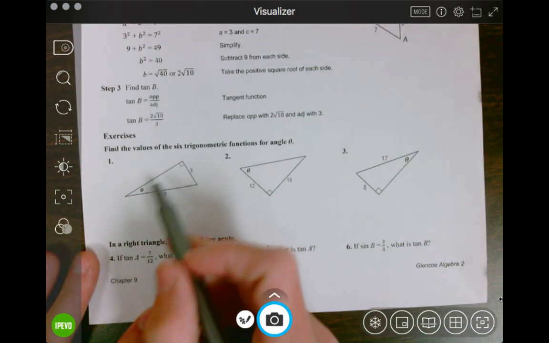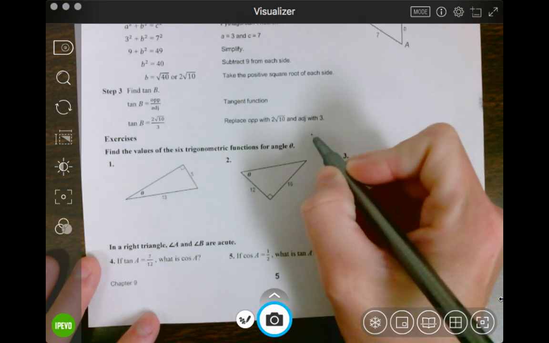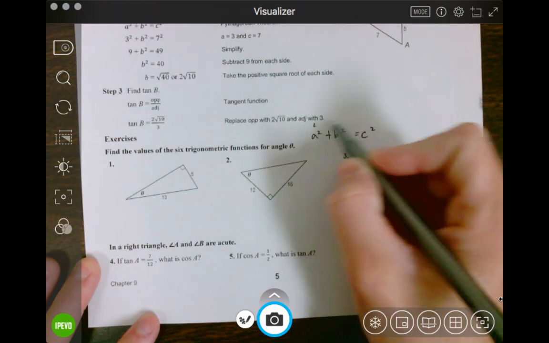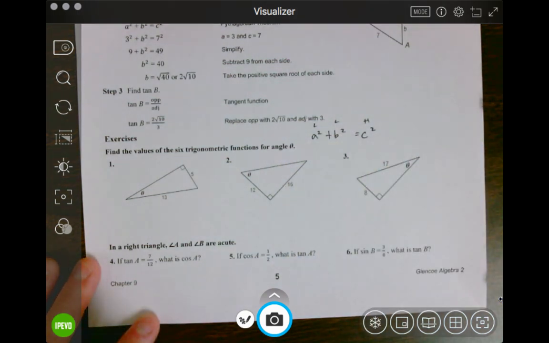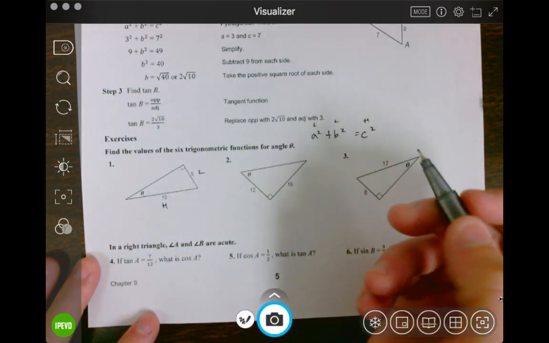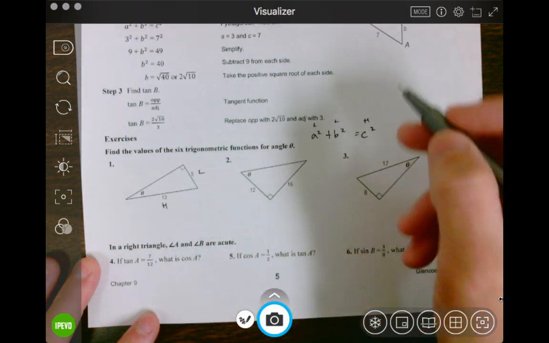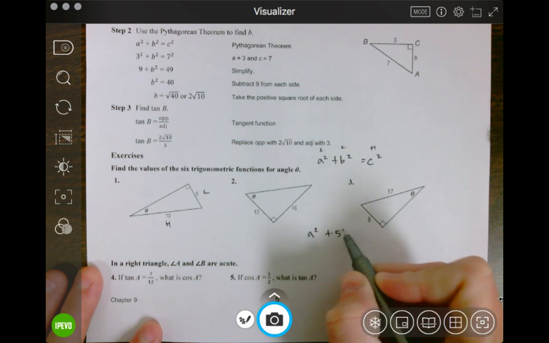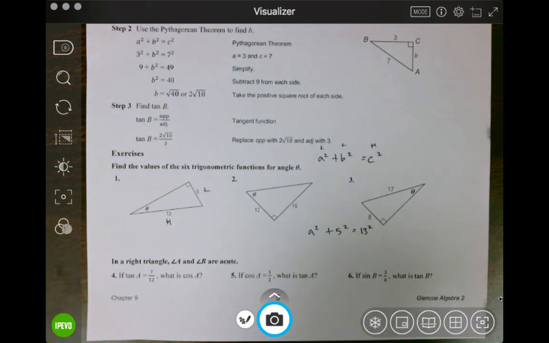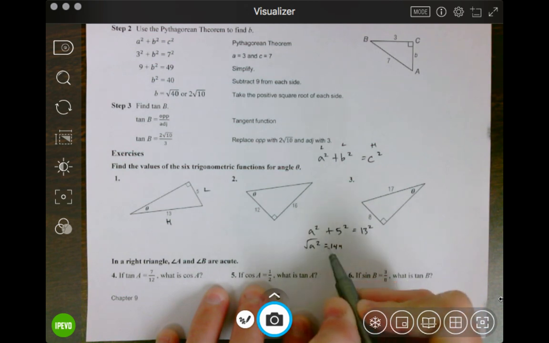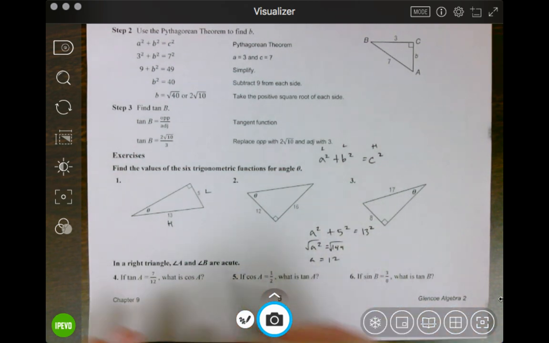So remember, to find the third side we have to use the Pythagorean theorem, which is a squared plus b squared equals c squared. And these are your legs, and this is your hypotenuse. So this is my hypotenuse here. This is a leg, so I'm finding a leg. It doesn't matter if it's A or B. So to find this second side, a squared plus 5 squared equals 13 squared. So 13 squared minus 5 squared is going to give me 144. And then just square root. So A would give me 12.